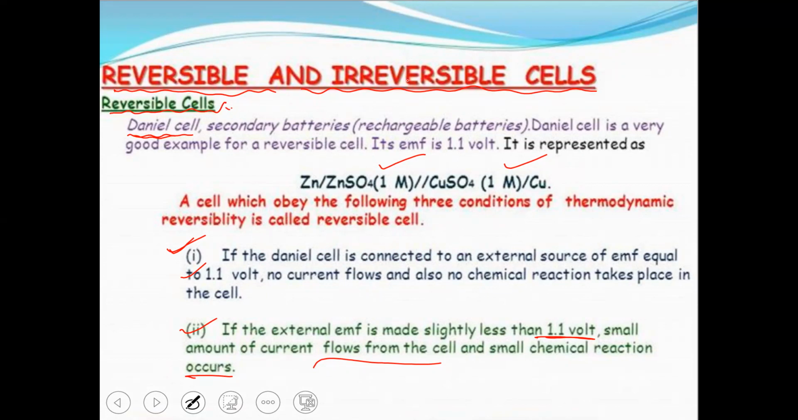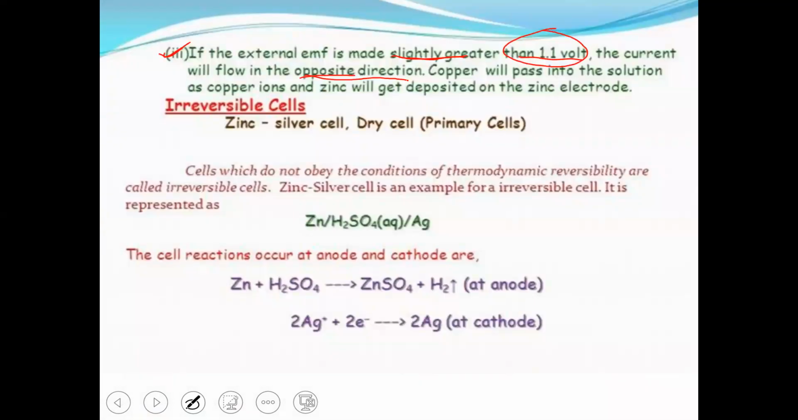The second condition, if you make the external EMF slightly less than 1.1, then there is a current flow from the cell and a small chemical reaction also occurs. Whereas if the external EMF is made slightly greater than 1.1 volts, then current will flow in the opposite direction. So this is important: opposite direction. So these are the three thermodynamic conditions. When a cell obeys these three conditions, then only we can call it a reversible cell.